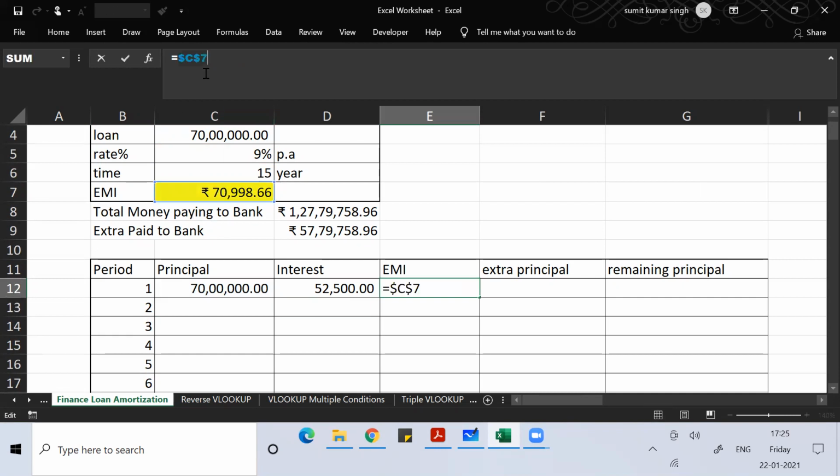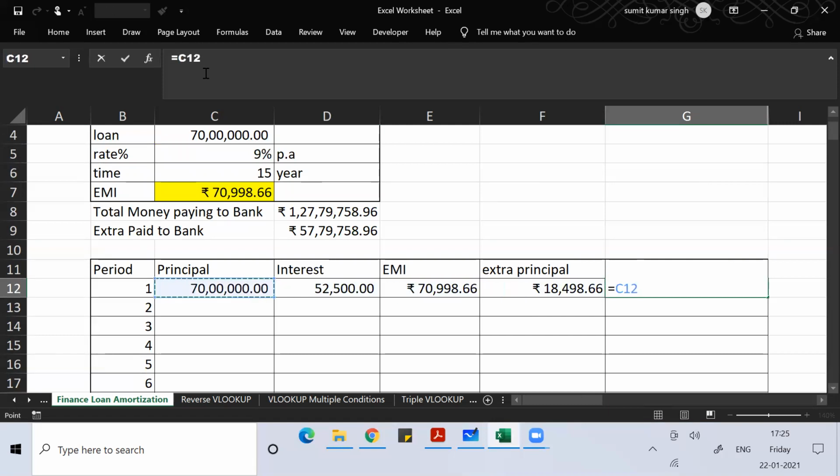You see this is your EMI. The interest you were supposed to pay is 52,500, but you paid an EMI of 70,998. So how much did you pay extra? This much you paid extra. Why did you pay this much extra? So that your 70 lakh rupees principal should get reduced.